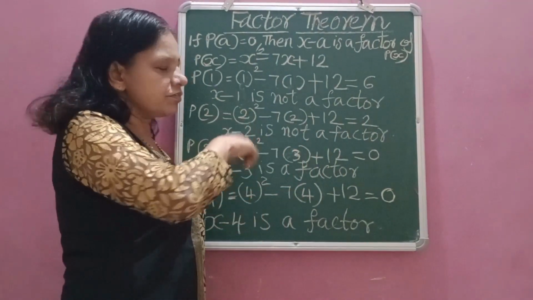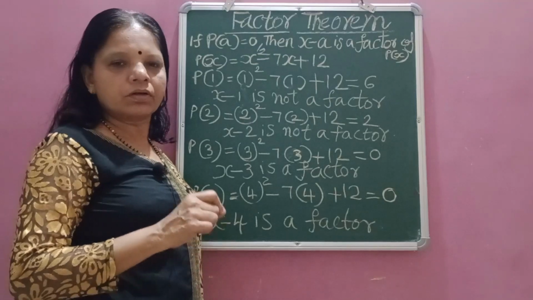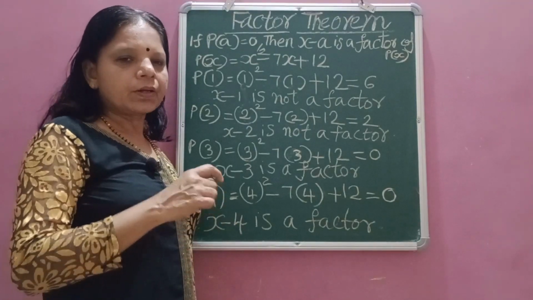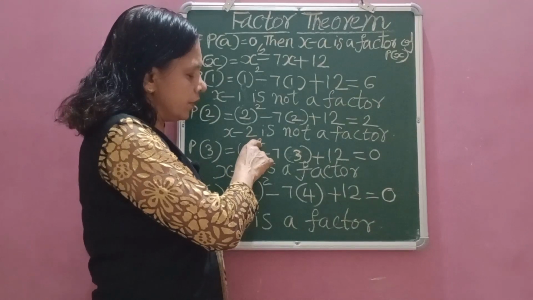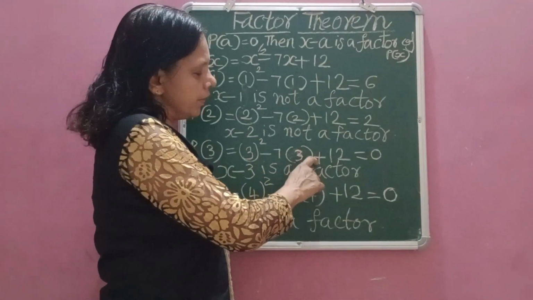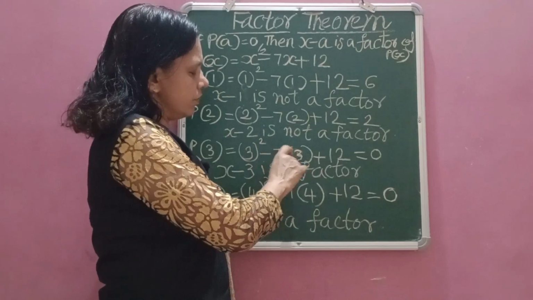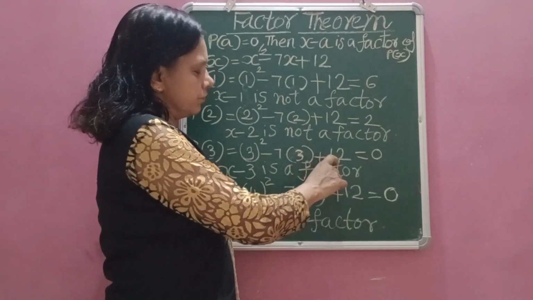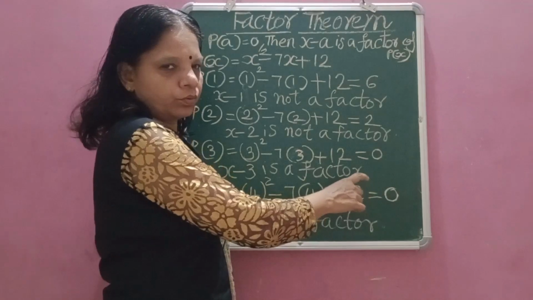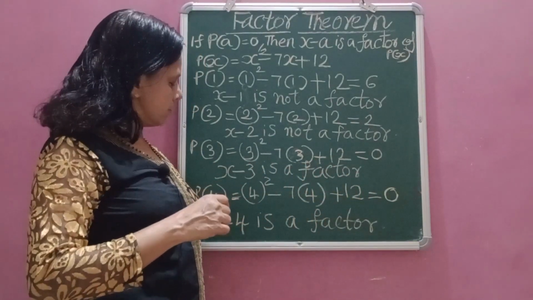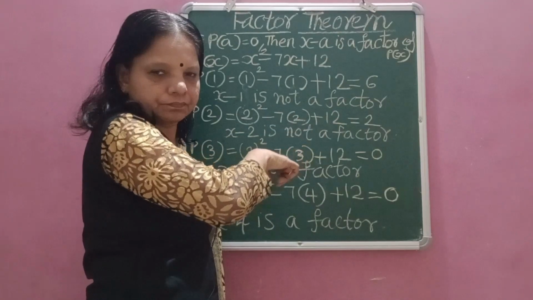Another example, for the same polynomial, to test whether x minus 3 is a factor or not. So for that, what you have to find? P of 3. So substitute x is equal to 3. 3 square minus 7 into 3 plus 12. 3 square 9. 7 into 3 minus 21 plus 12. First we will add the positive. 9 plus 12, 21. 21 minus 21, 0. So what is that? x minus 3 is a factor of P of x by factor theorem.